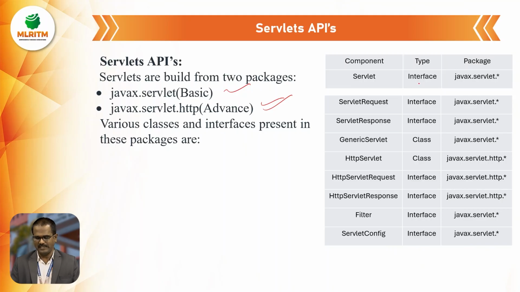See, servlet is an interface. It is available in the javax.servlet basic package. Servlet request interface, servlet. These are all the basic packages. What components are available in these packages? We will see here. The servlet interface, servlet request interface, servlet response interface are available in the basic package. These are all the 4 components which are available in the generic package. Remaining, these are all the 4 components which are available in the advanced version of packages.